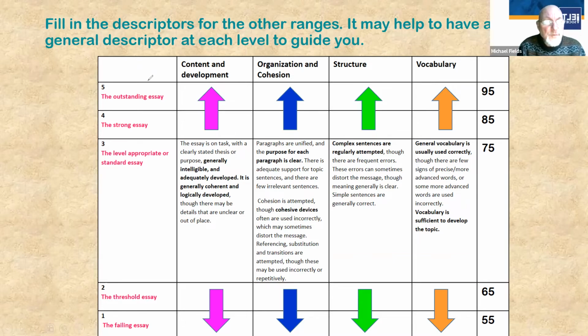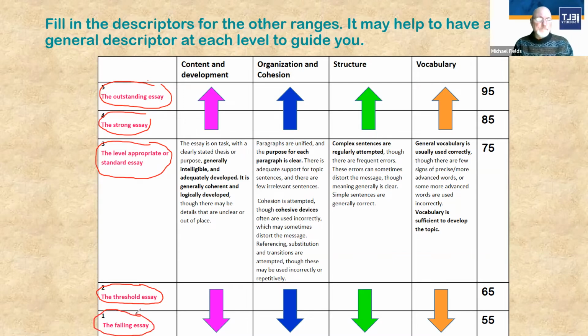I like to cheat a little bit and give myself a kind of basic descriptor to help me. So if my C level, which I've already filled in, is level appropriate or standard, sort of average, for lack of a better word, then an A might be an outstanding essay, and a B might be a strong essay. A D, I'm going to call the threshold essay. It's just on the borderline. It's not really what I'm looking for, but it's not a complete fail. An F, I'm going to call the failing essay.